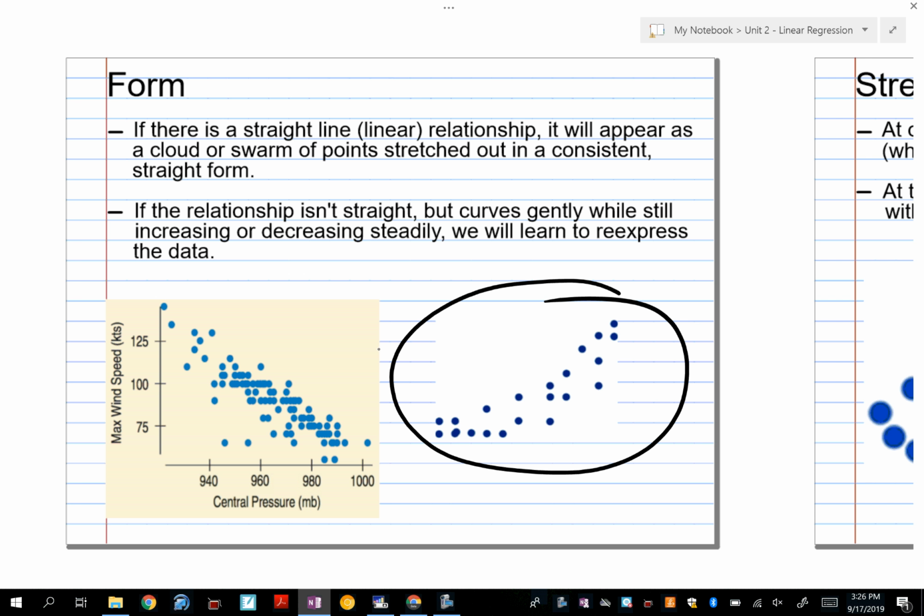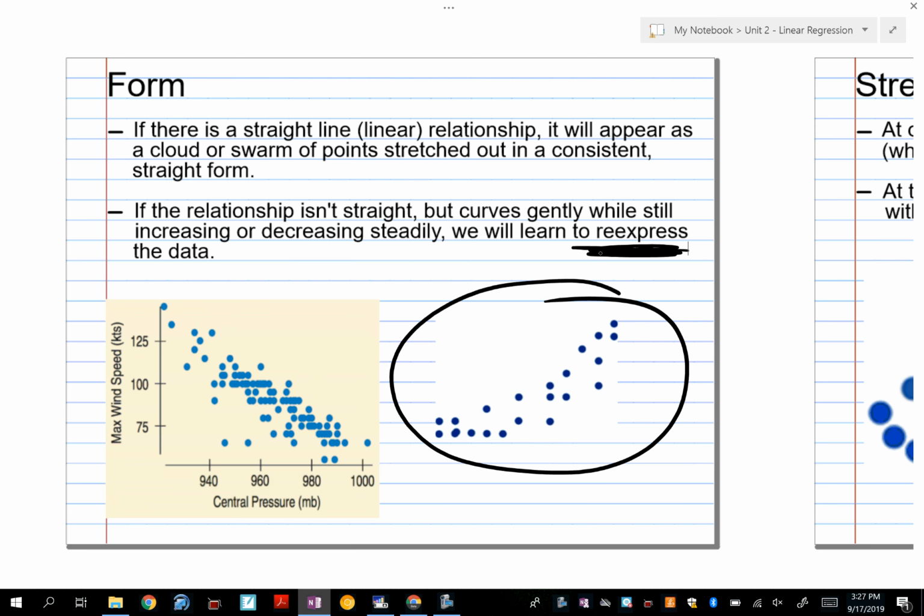Now, I'm not going to really teach you this in this intro stats course, but if you take a stats course in college, they'll teach you how to re-express some of the data, like change some of the data, that will allow you to use what we're going to do with this linear regression to change the scatter plot to make it look linear. We're not going to do that in this course, but it could happen in your college course.